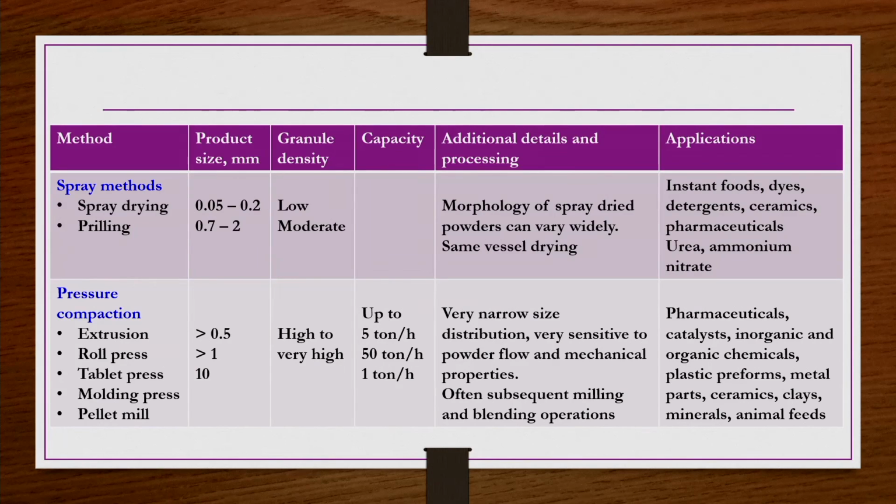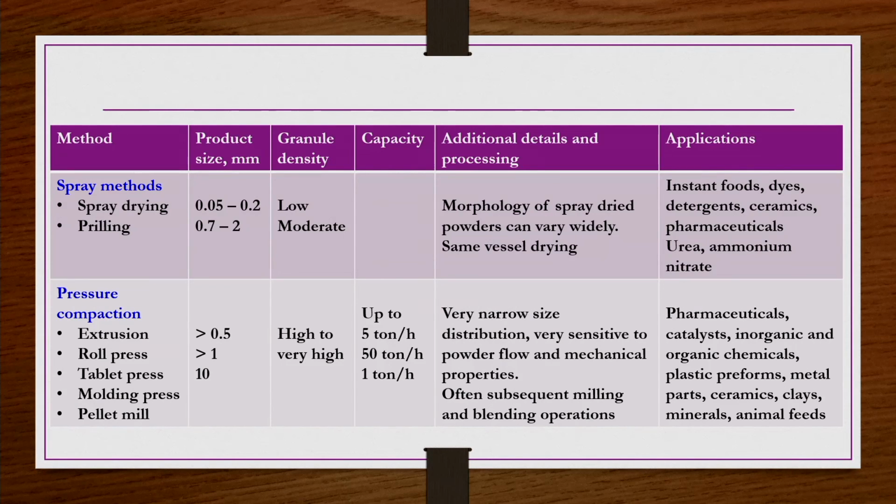Coming to the applications, spray drying is in general used for instant products, such as instant foods, dyes, detergents, ceramics, and pharmaceuticals, whereas prilling is in general used for urea and ammonium nitrate plants.